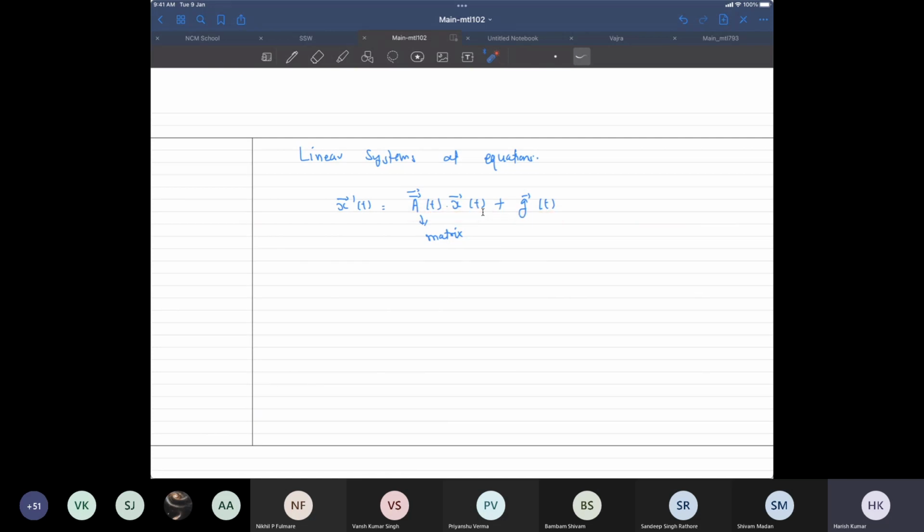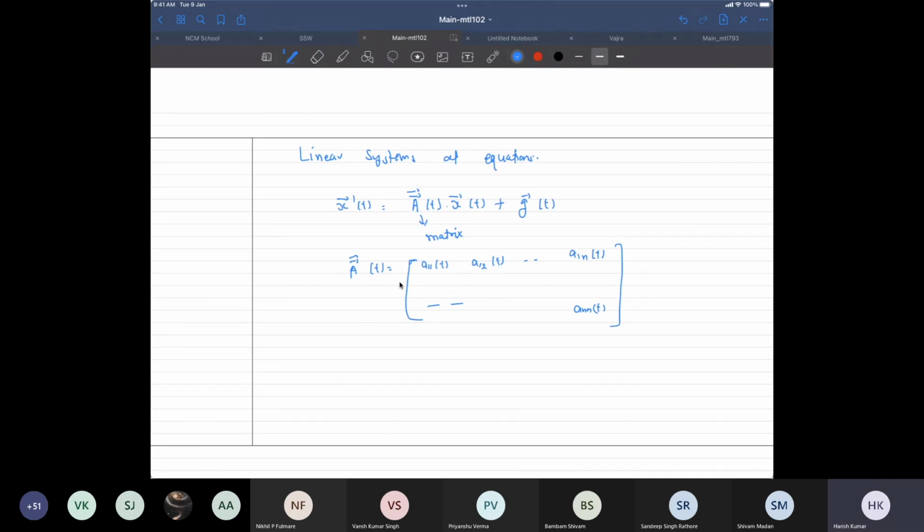A, because it's a matrix which is a function of t, will be something like a11(t), a12(t), a1n(t), an1(t), ann(t). All right.